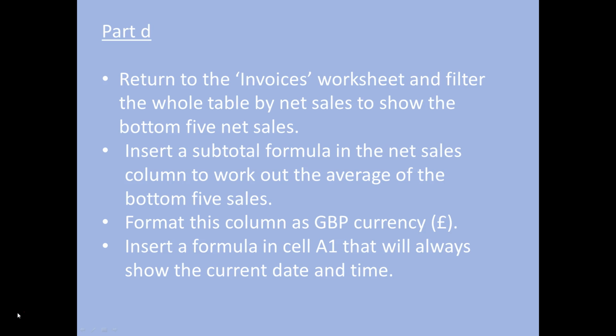So in this one we've got to return to the invoices worksheet and filter the whole table by net sales to show the bottom 5 only. Then we've got to insert a subtotal formula in that net sales column again, same column, to work out the average of the bottom 5 sales. Format this column as Great Britain pounds in currency. Insert a formula in cell A1 that will always show the current date and time.